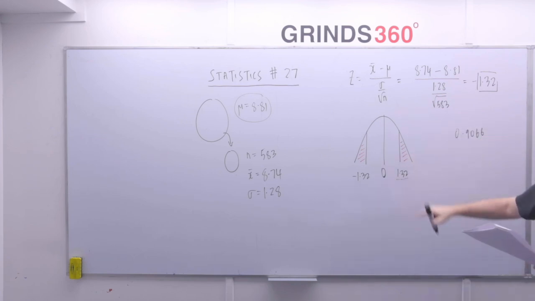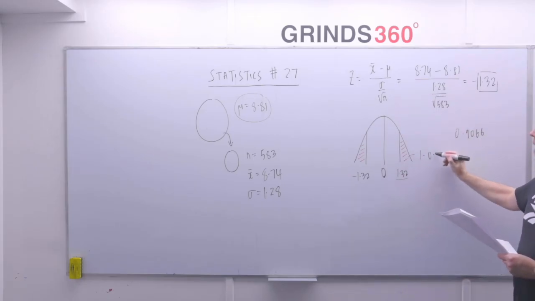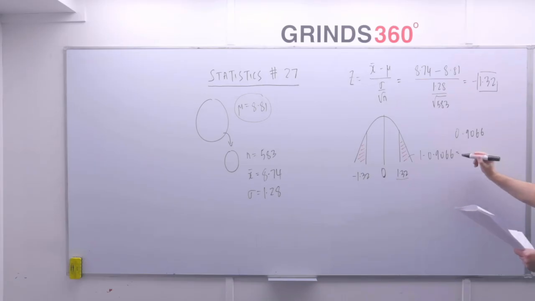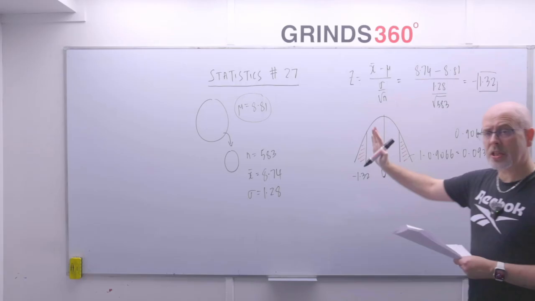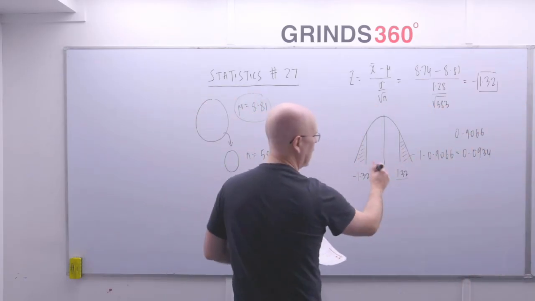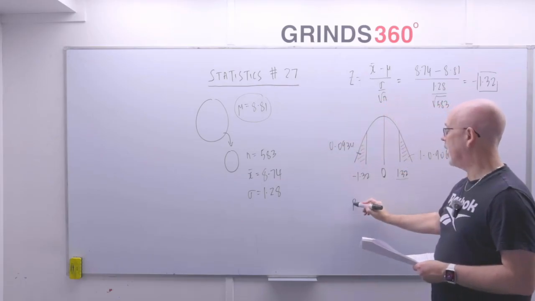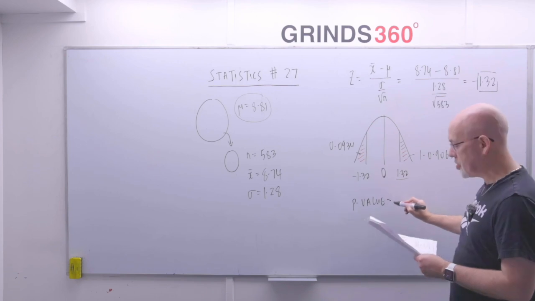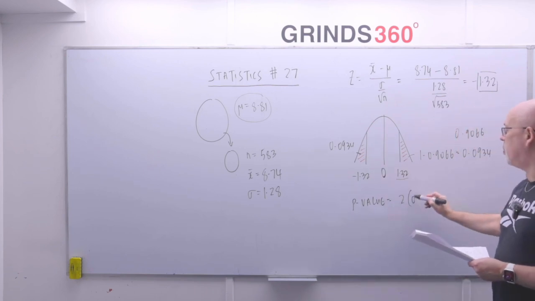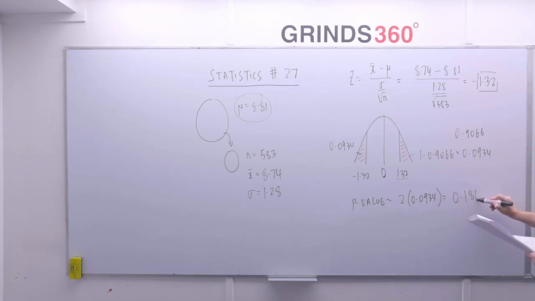Now, does that match the shaded area here? Nope. That shaded area is less than half, and that number is bigger than half. So this bit here is 1 minus 0.9066, which comes out as 0.0934. And because the two sides of this curve are mirror images of one another, as they always will be, this is 0.0934 as well. So your p-value is just those two added together, 2 times 0.0934, and that's 0.1868. So that's your answer to part 1. That's your p-value.